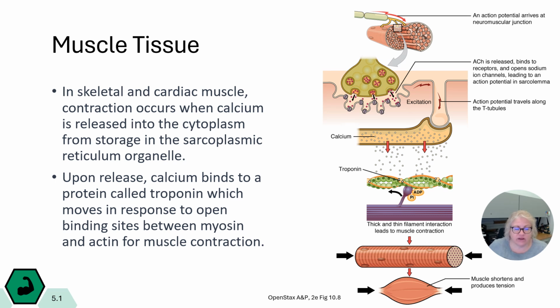In skeletal and cardiac muscle, contraction occurs when calcium is released into the cytoplasm from storage in the sarcoplasmic reticulum organelle. So this is the muscle fiber here. This is the muscle membrane. It's called a sarcolemma. The muscle fiber will get the signal for excitation, and that signal, that action potential, that electrical signal, will travel towards an organelle called the sarcoplasmic reticulum.